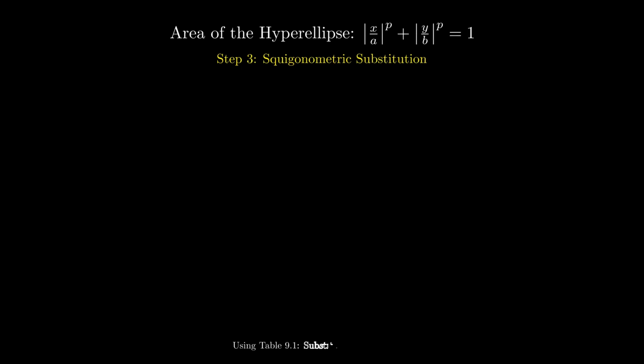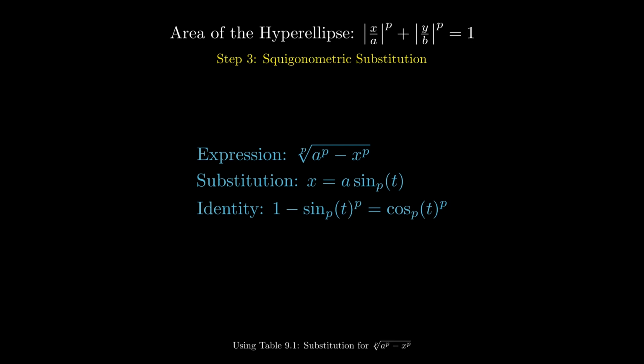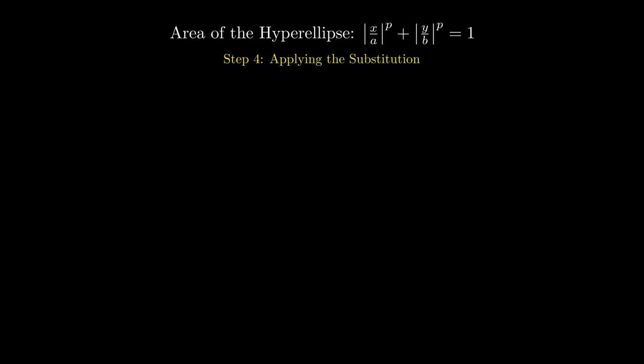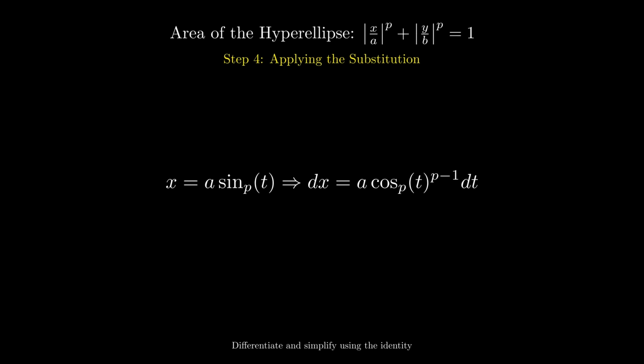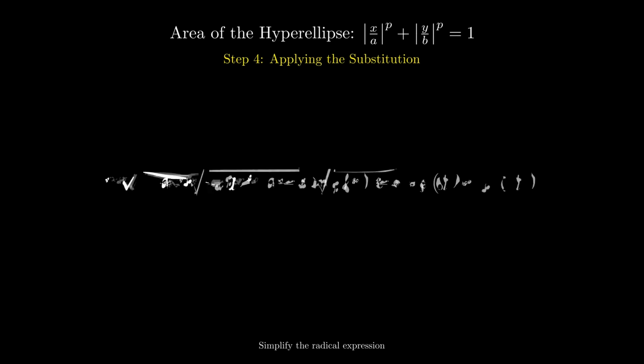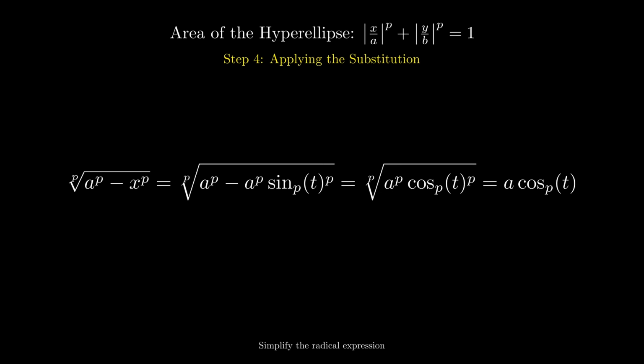The book tells us that whenever we have such expressions, we can do these specific substitutions. With our substitution, we can find out what dt is in terms of dx. Furthermore, the term inside the radical can be simplified like this.